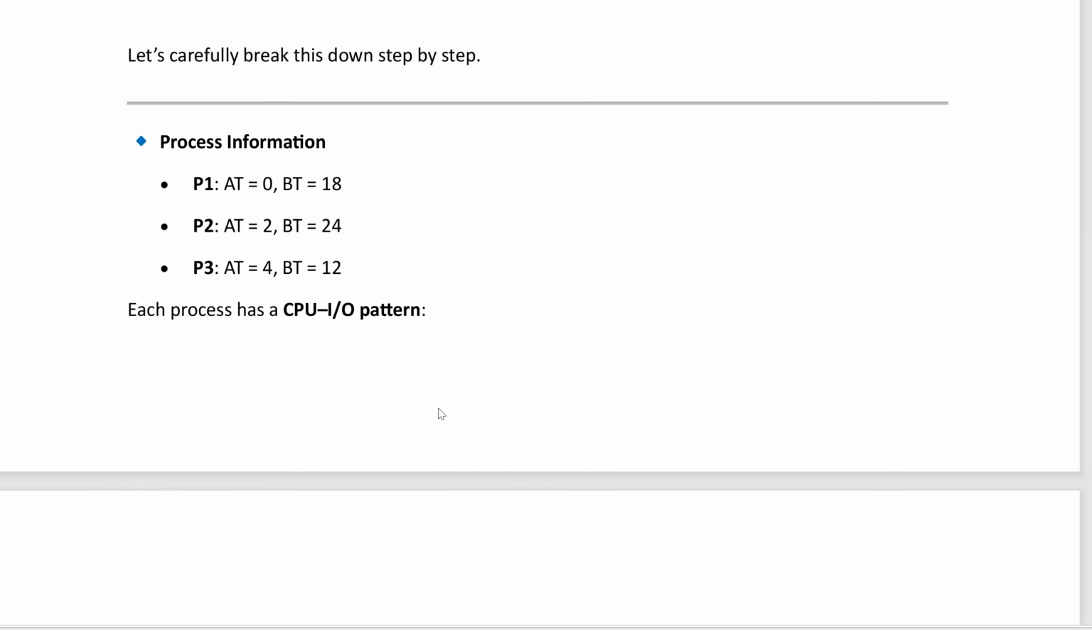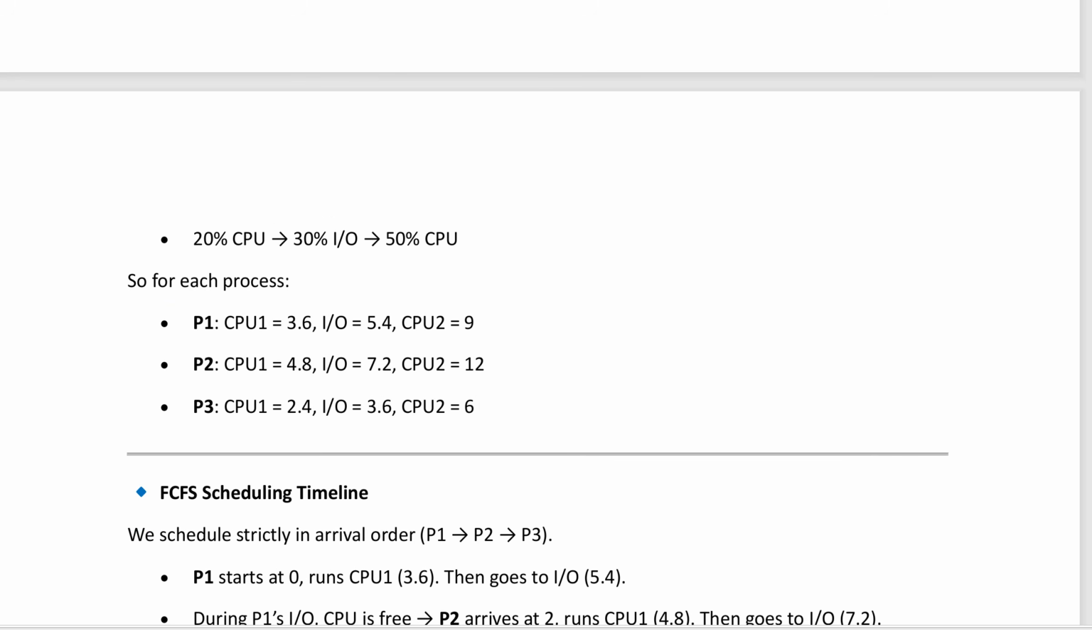The arrival time and burst time have been given to us, and the pattern is 20% CPU, 30% IO, 50% CPU. Right. So we can take P1. P1 burst time is 18. So we have to divide 18 into 20%, 30%, and 50%. First CPU burst is 3.6. How has 3.6 come? That is 20 divided by 100 times 18. Then IO is 5.4. How does this value come? 30 divided by 100 times 18. Similarly, CPU 2 is equal to 9, meaning 50 divided by 100 times 18. Similarly, we can compute the remaining values.